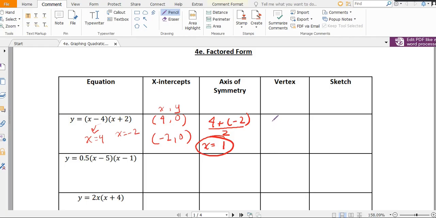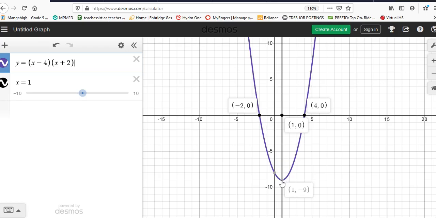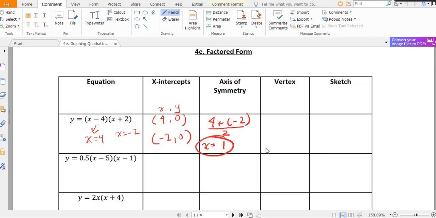And then our vertex. Desmos tells me it's (1, -9). How am I going to figure that out without Desmos? Well, in this case, I already know one of the coordinates is 1. How do I find the y value? If I know it's at 1, all I need to do is find the corresponding y value. So couldn't I just substitute 1 into the original equation? Instead of x minus 4, I have 1 minus 4.